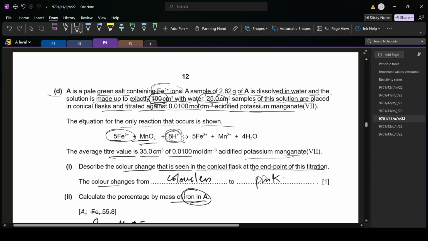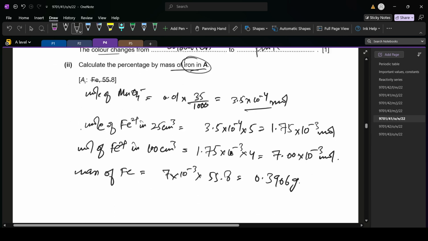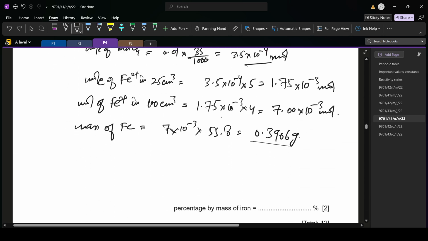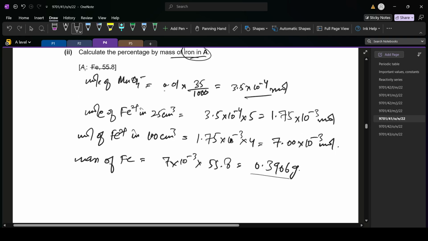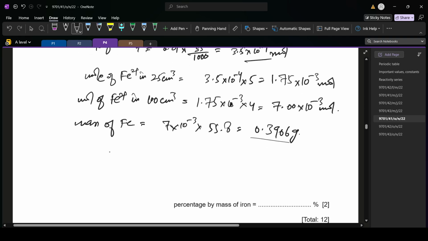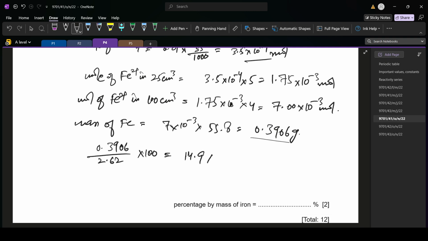Because you have to calculate the percentage of iron in A. The mass of iron in A is this, and the mass of A we used is 2.62 grams. So from here you can calculate the percentage by mass of iron in this sample A. 0.3906 divided by 2.62, times 100. So from here you will get the answer of 14.9%.